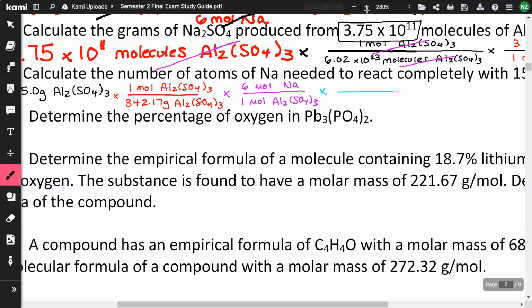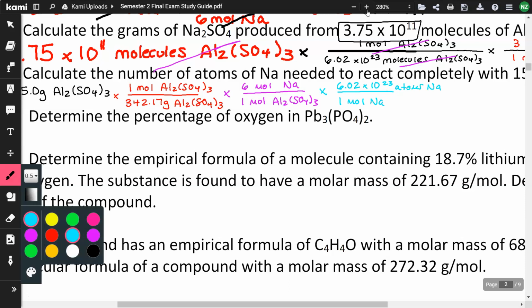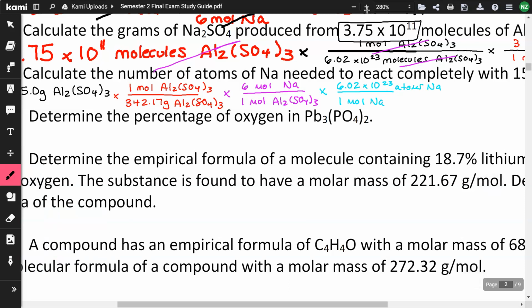All right, and then it's asking us for atoms of sodium. So for every 1 mole of sodium, we're going to need to use Avogadro's number, 6.02 times 10 to the 23rd. These are atoms of sodium. So if we put that into our calculator, we get 1.58 times 10 to the 23rd atoms of sodium.